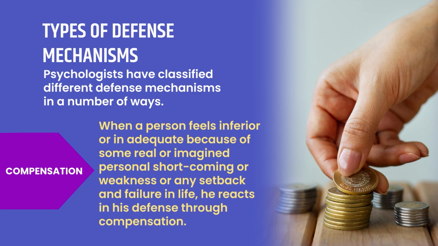Next type of defense mechanism is compensation. When a person feels inferior or inadequate because of some real or imagined personal shortcoming or weakness, or any setback and failure in life, he reacts in defense through compensation.